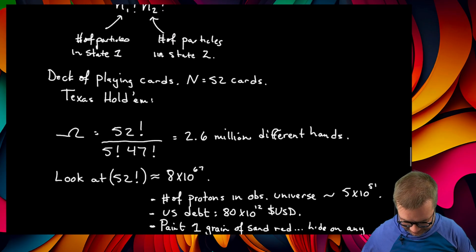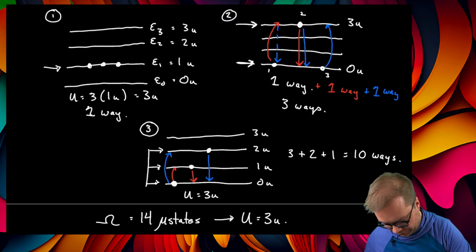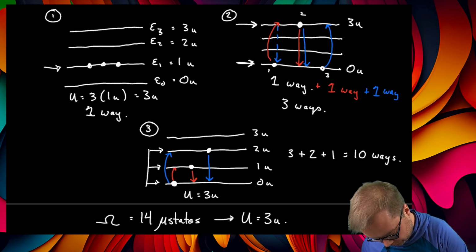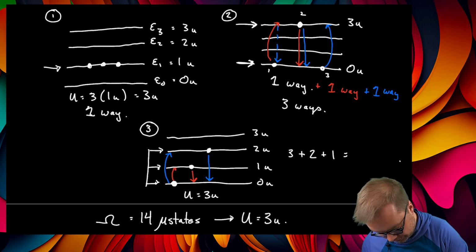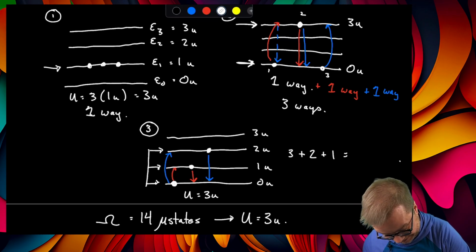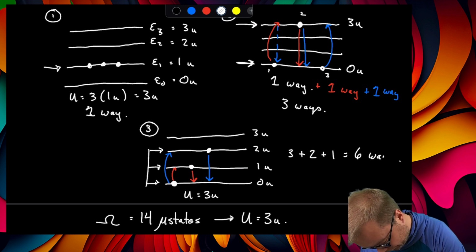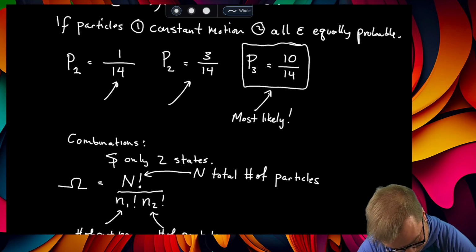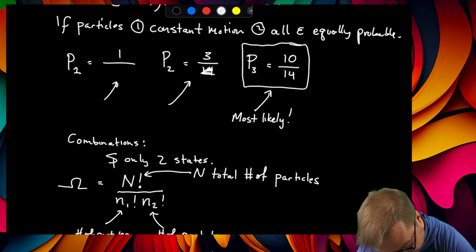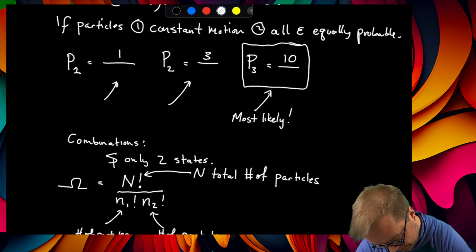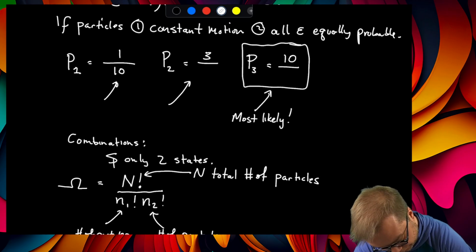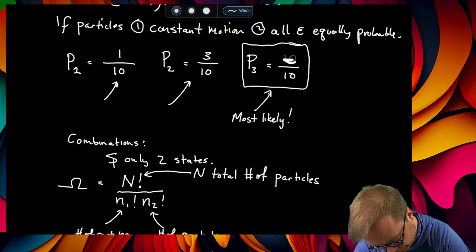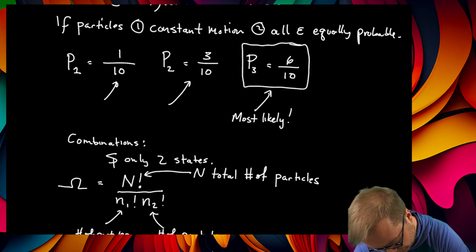which means that I made a mistake. It means that up here, I didn't add right. 3 plus 2 plus 1 is not equal to 10. 3 plus 2 plus 1 is equal to 6. There's 6 ways, which means that here, when I calculated these probabilities, I didn't have 14 in the denominator. Oops. I actually had 10 in the denominator. So 10 total ways, and that means here this numerator was 6.